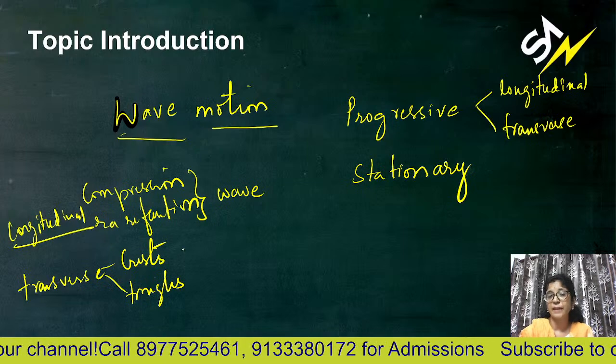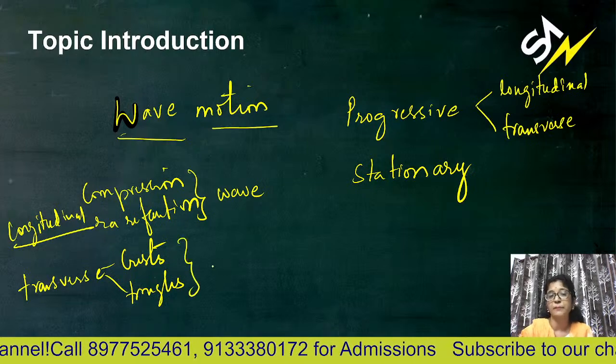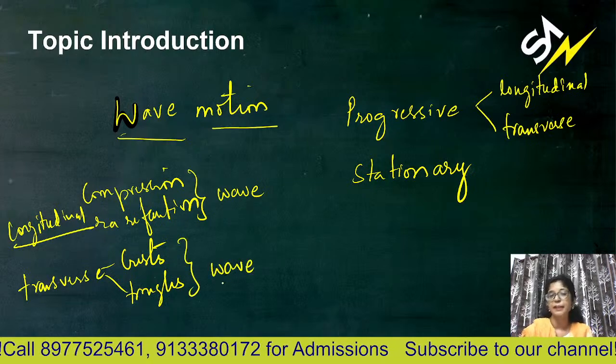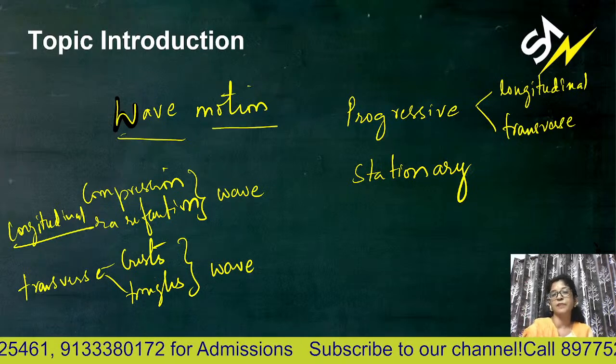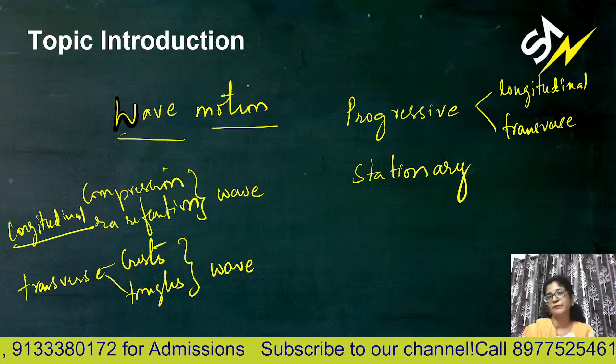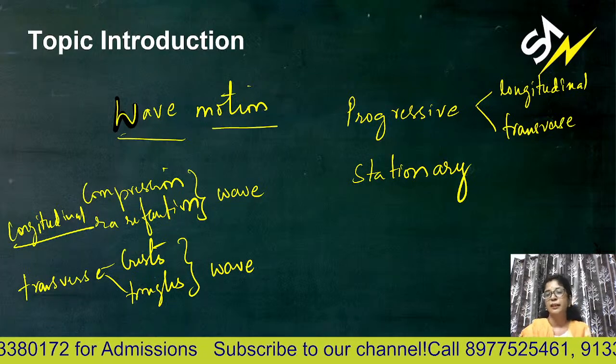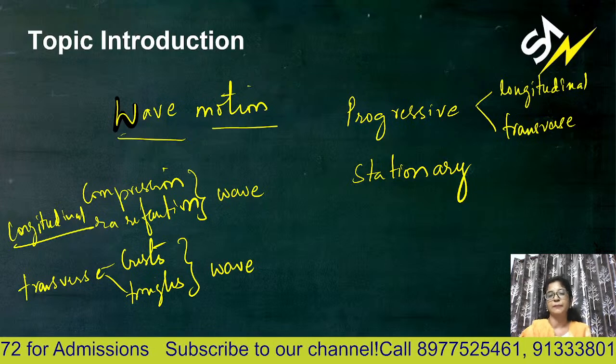Okay, crest and trough, and one crest and one trough will make one wave. So this is about longitudinal and transverse waves, which come under progressive waves. These waves will be carrying the energy until and unless their energy becomes zero.